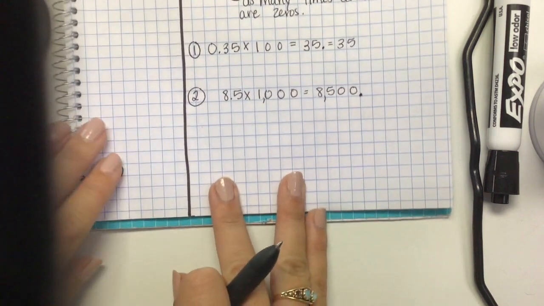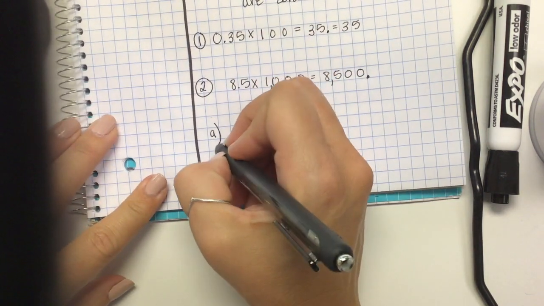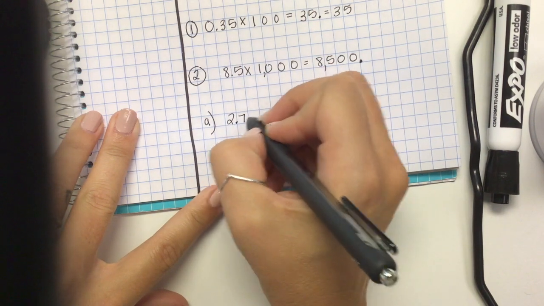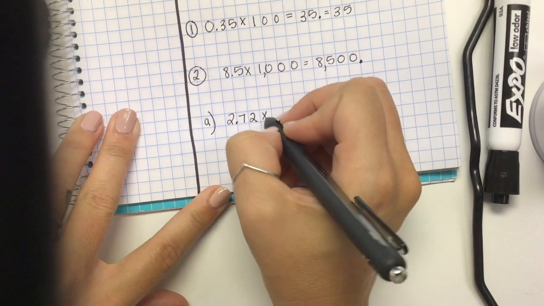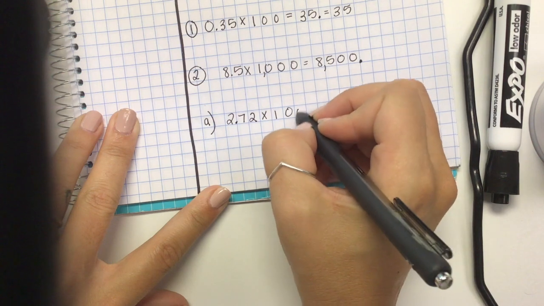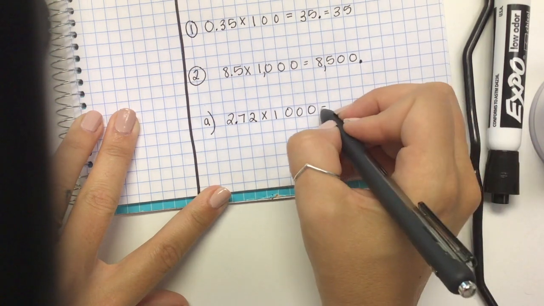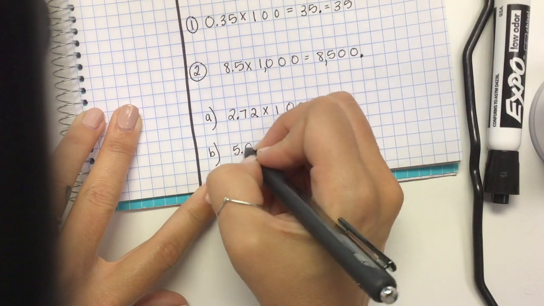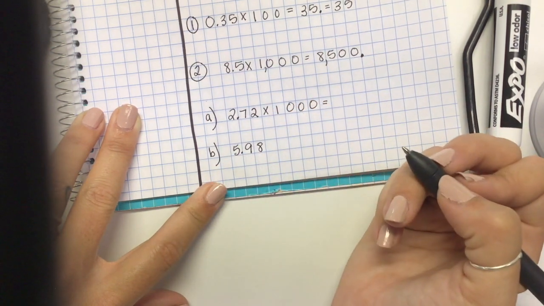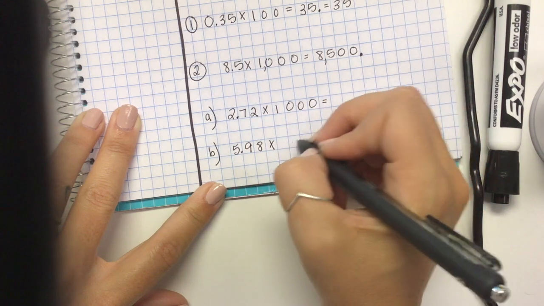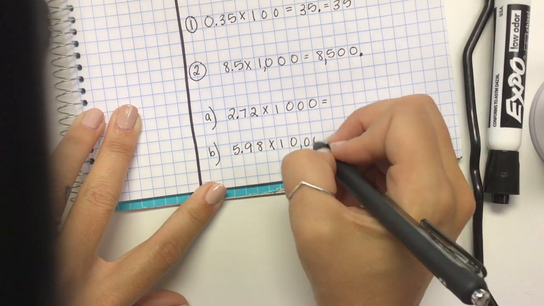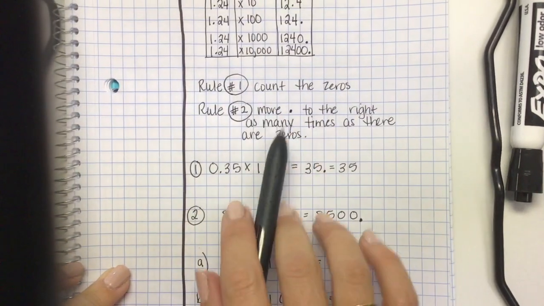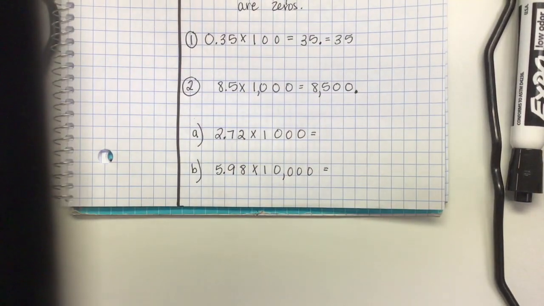So I want you guys to practice by doing A, and then come to class tomorrow with the answer. You have 2 and 72 hundredths times 1,000. Okay, what is that answer? And then B, you have 5 and 98 thousandths times 10,000. What's that answer? So follow the rules, rule number 1 and rule number 2, to come up with those answers.